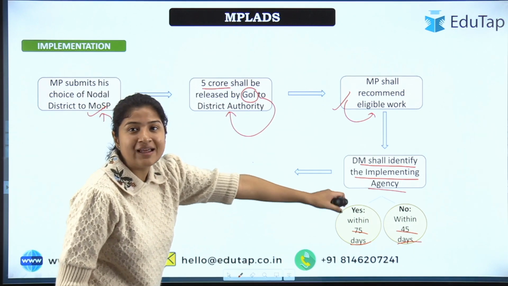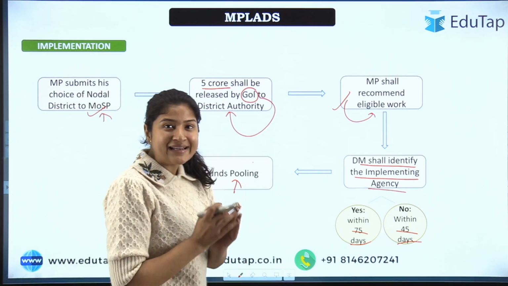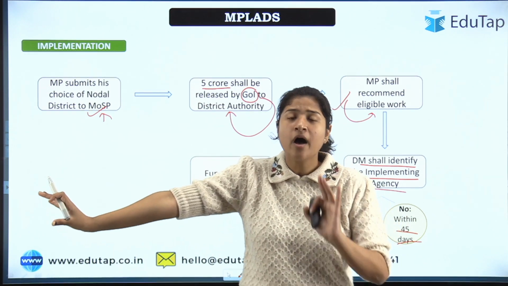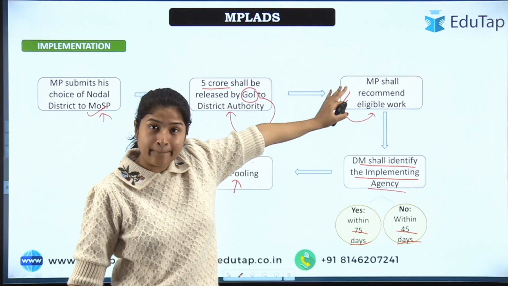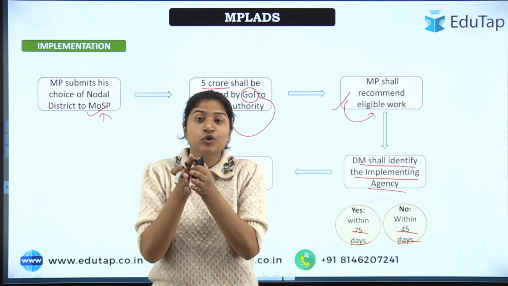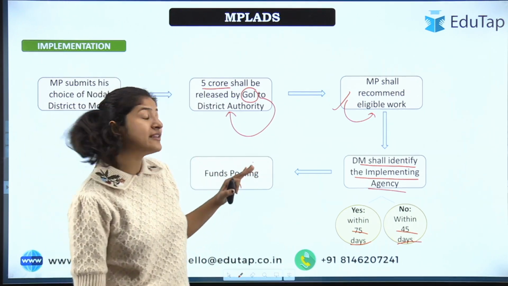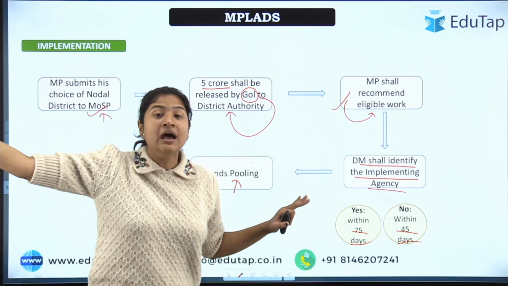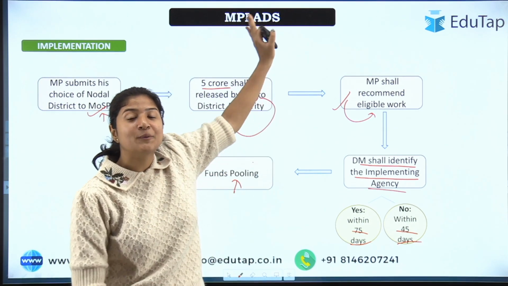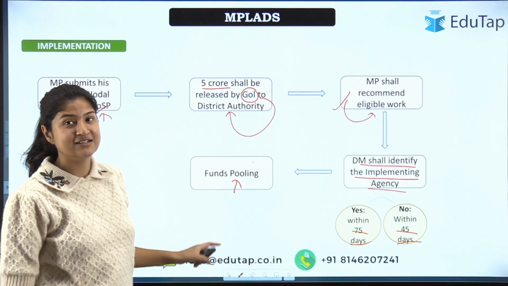So if everything goes well, then what would happen? Then funds pooling would happen. What does it mean? Say there is a standalone program or scheme already going on in that area which resembles what the MP had suggested. In such conditions, both the programs or schemes would converge and work as a unit. The funds from that pre-existing scheme or program would be utilized first, and once they are used up, funds would be released under this scheme for that particular task. That is what funds pooling is.